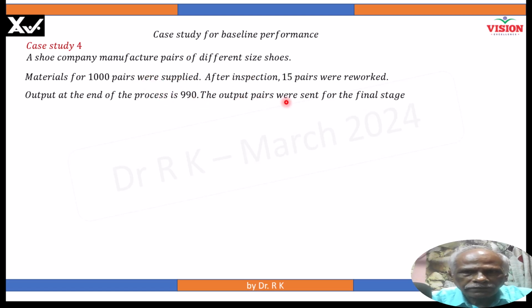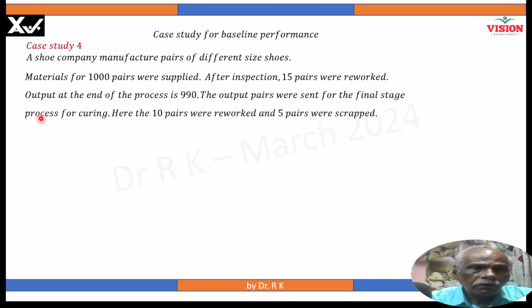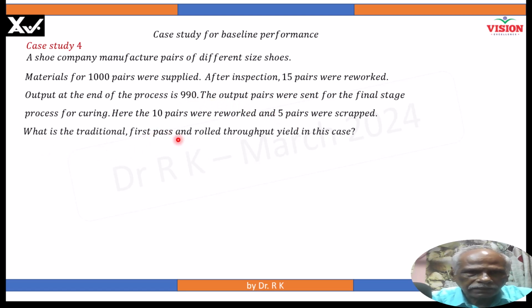The output pairs were sent for the final stage, that is the second step, for curing. Here 10 pairs were reworked and 5 pairs were scrapped. That means 990 minus 5 is 985, the output. What is the traditional first pass and rolled throughput yield in this case?